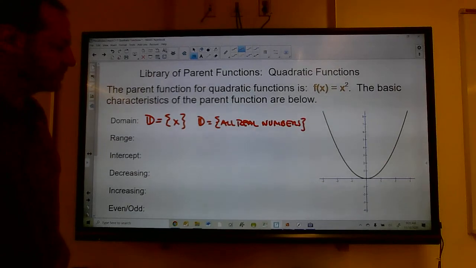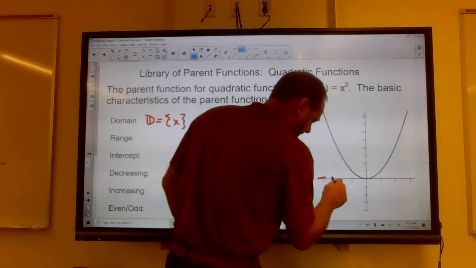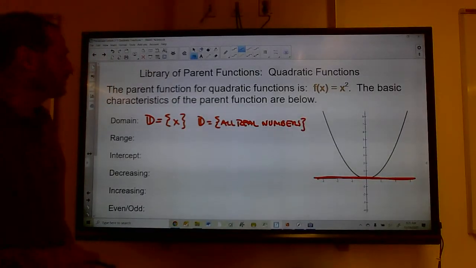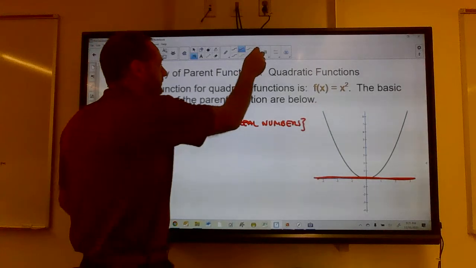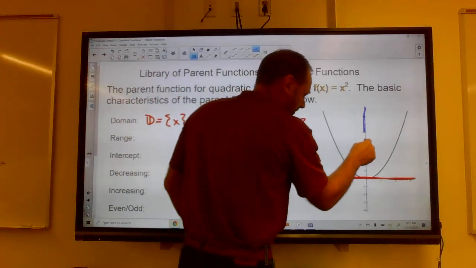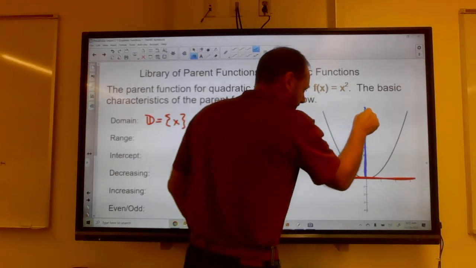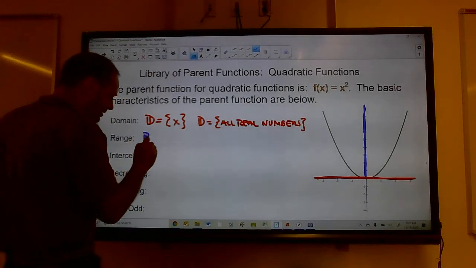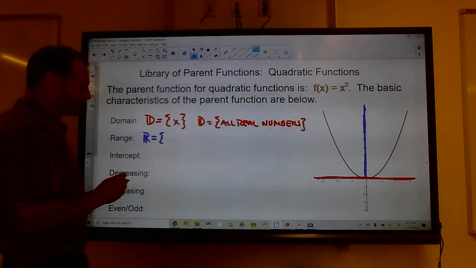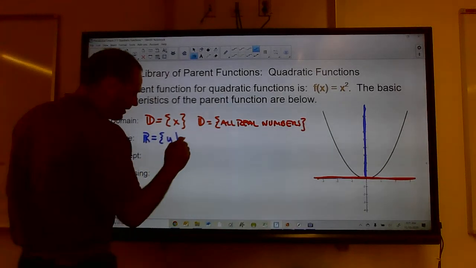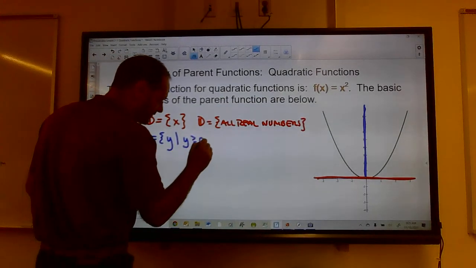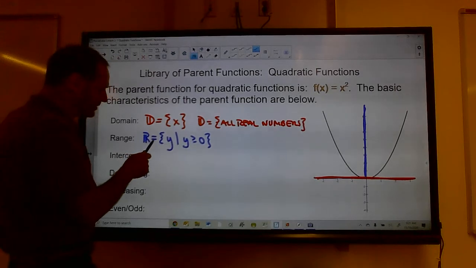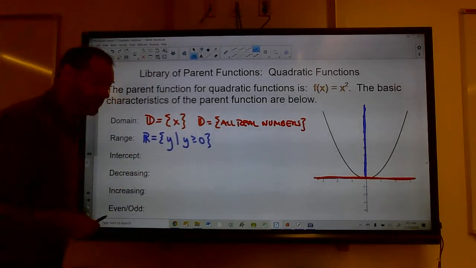Okay, now what is the range? Here's your x's along here. That's your domain. Now your range is what comes out of this thing. That's your y's. And if you look at this thing, it stops down here at 0. It doesn't go any lower than 0. So the range is the set of all y's where y is greater than or equal to 0.